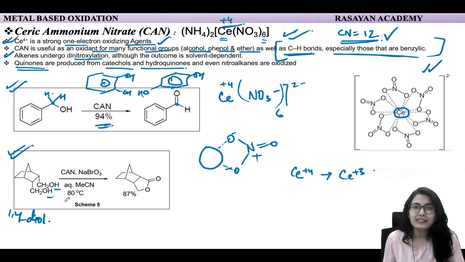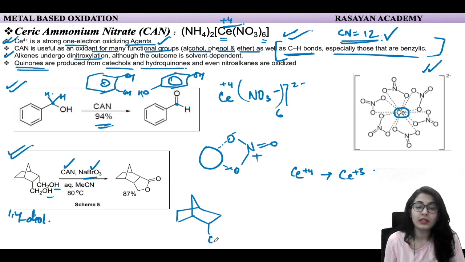So what is this? It's a 1,4-diol molecule, and because the conformation is locked, it is fixed close to each other. In such a conformation, sodium bromate is also used. Why the bromate is used? For the reoxidation of cerric +3 to +4. So whenever there is one more oxidant present with any reagent, most of the times it's working as a co-catalyst or co-oxidant.